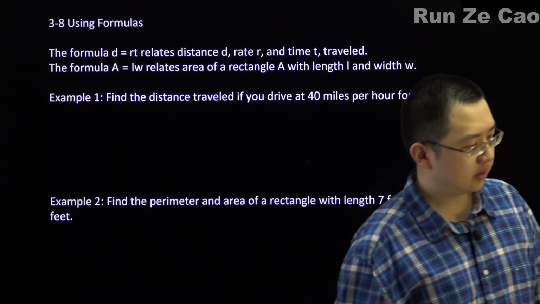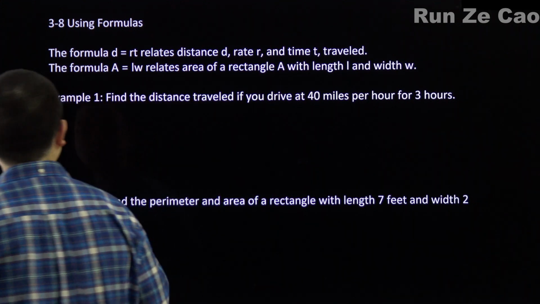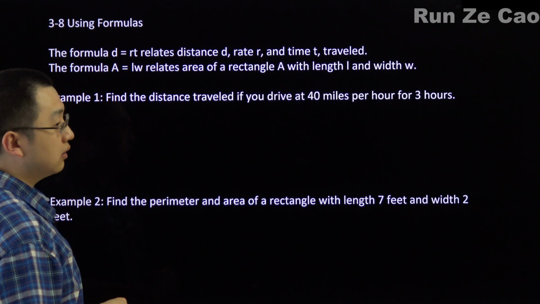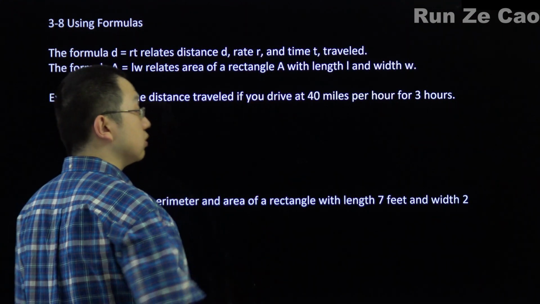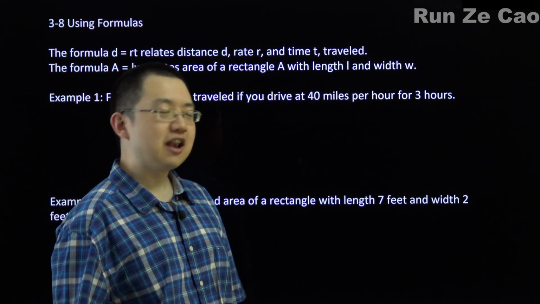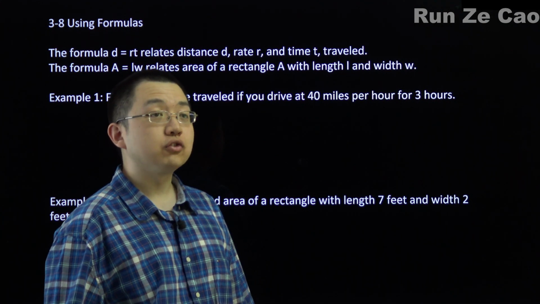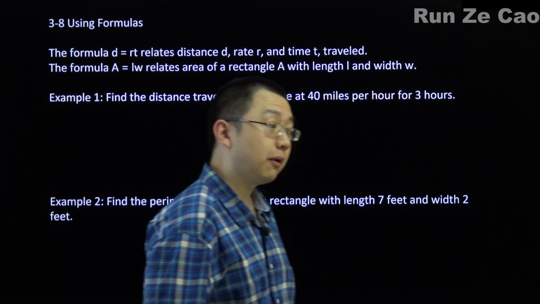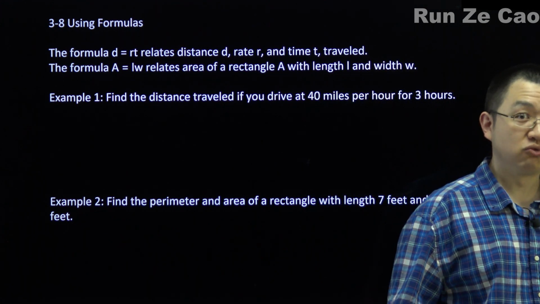Using formulas. The formula d = rt, so distance equals rate times time. Make sure the units match up though. If he drove for 45 minutes, you don't multiply this directly by kilometers per hour. You have to use 3/4 of an hour times kilometers per hour. Otherwise, you are going to end up with something numerically very, very wrong.